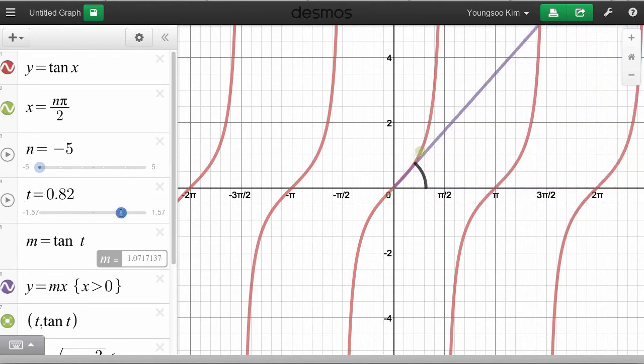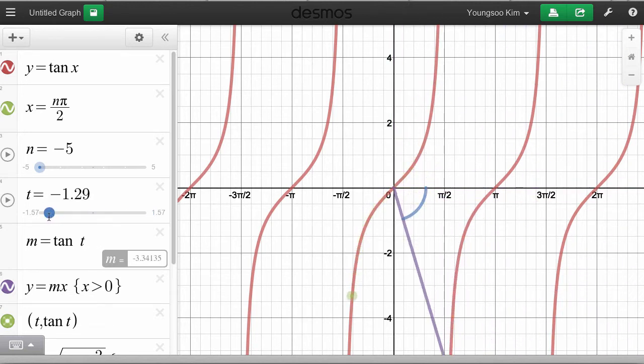When the angle is close to 90 degrees, the slope is really big. And you can see here the slope, a very big number for the slope m. And when the angle gets close to negative 90 degrees, you also see a very big negative number for the slope.